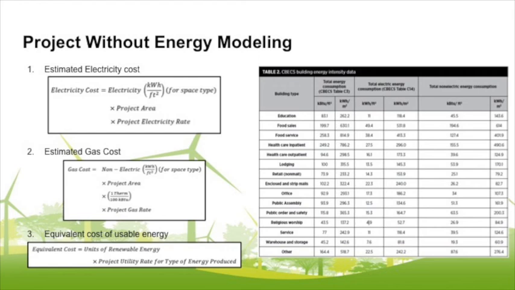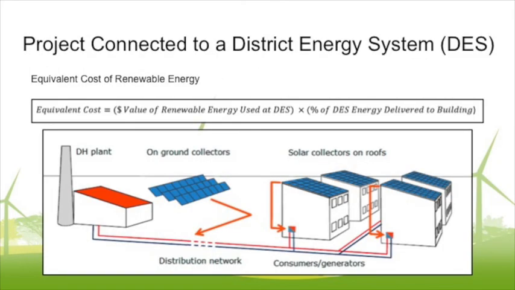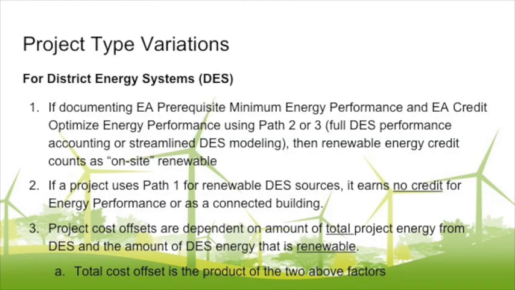Lastly, for projects connected to a district energy system, or DES, the equivalent cost is simply the value of the renewable energy produced at the DES times the amount of energy that was delivered from the DES to your building. In the figure below, you can see how district energy systems typically contribute to the energy grid of a community. Projects that are connected to a DES can claim on-site renewable if they document the EA prereq for minimum energy performance and EA credit optimized energy performance paths 2 or 3. If using path 1, no credit is earned for energy performance or as a connected building.